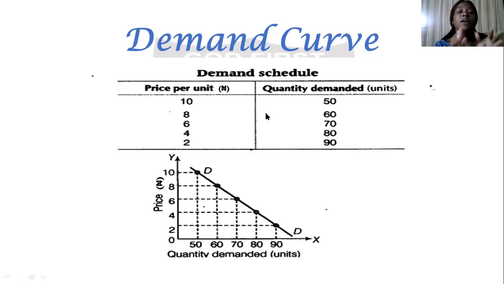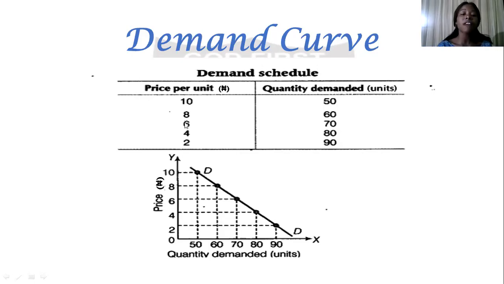So you have the prices from 10 to 2, and you have the quantity of the commodity demanded from 50 to 90. Now, you will notice that as prices decrease from 10 to 2, the quantity of produce demanded increases from 50 to 90. So that shows you the inverse relationship between demand and the price of a commodity.